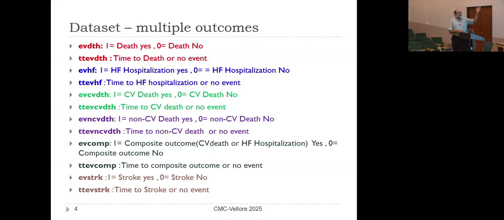So we have multiple outcomes. One is death by any cause. One is heart failure hospitalization. The other one is cardiovascular death. The other one is non-cardiovascular death. And then you have stroke, yes or no, in addition to the composite outcome. The reason you have all of these is that in the exercise, we're going to have you do some things that are not necessarily what that study was interested in.